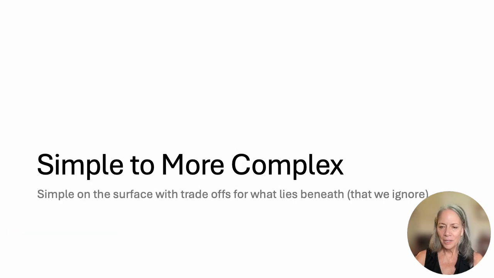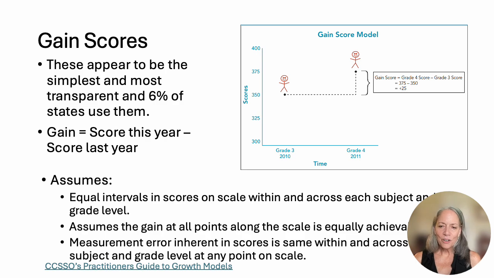In my 20 plus years of working with Arkansas data, I've actually experienced the simple models and also the complex models for measuring how students are growing in their learning, in their achievement. Simple on the surface comes with trade-offs for what lies beneath. And typically we ignore those trade-offs, at least we did during NCLB. But we know better now, so we're doing differently now. Let me explain.